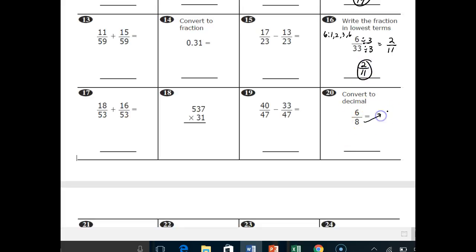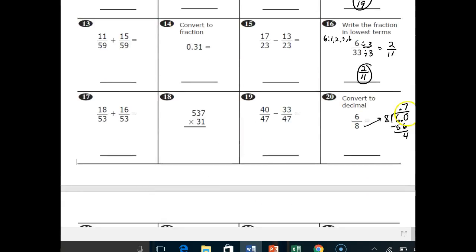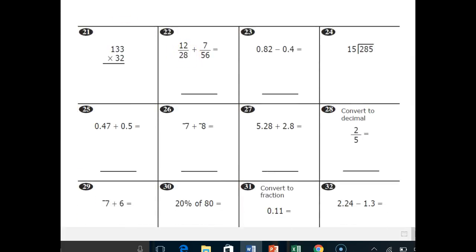Convert 6/8 to a decimal. This is dividing 8 into 6, which you can't do. So the mantra in our head is decimal, decimal, 0. 8 goes into 60 7 times because that is 56 with 4 left over. You're not done. Put another 0. Bring it on down. 8 goes into 40 5 times, and now we're done because we have nothing left over. So 0.75.